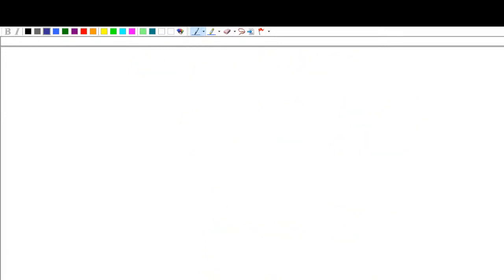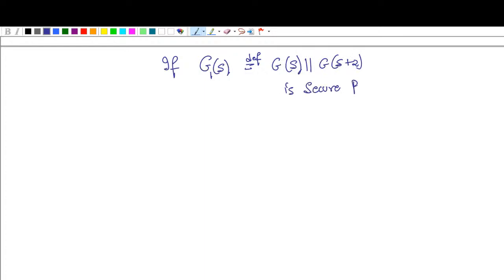Suppose the construction G1(S), which is defined to be G(S) concatenated with G(S plus 2), is secure. Assume this is a secure PRG.